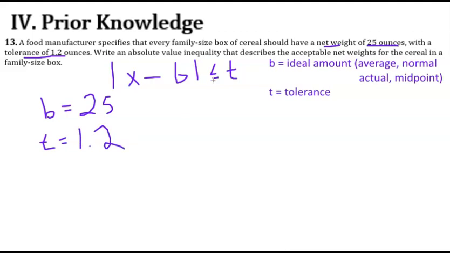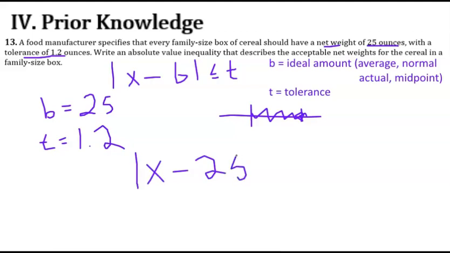Now the reason why the inequality sign is less than for the absolute value part is because on the inside of the number line, it would be this part. If it was on the outside, the outer parts, it would be faced the other way. It would be shaded on the outside. So our formula would be absolute value of x minus 25, close absolute value, is less than or equal to 1.2.